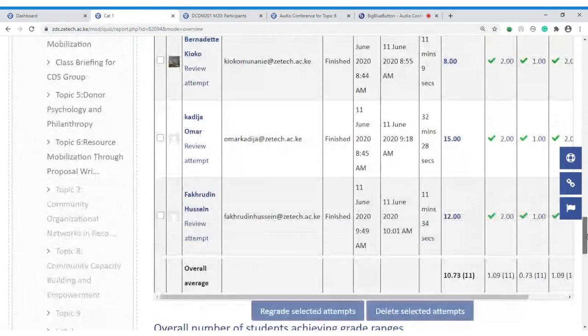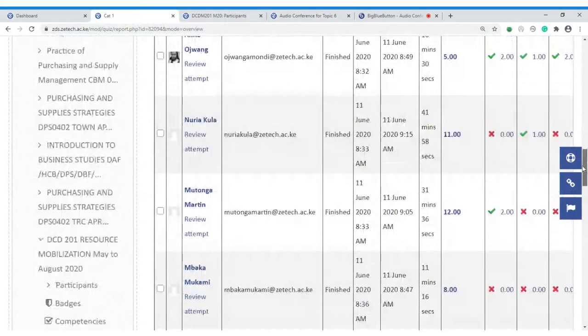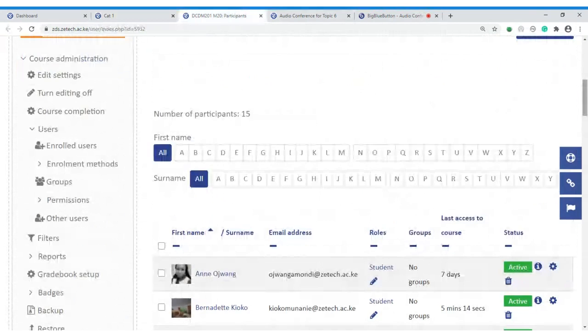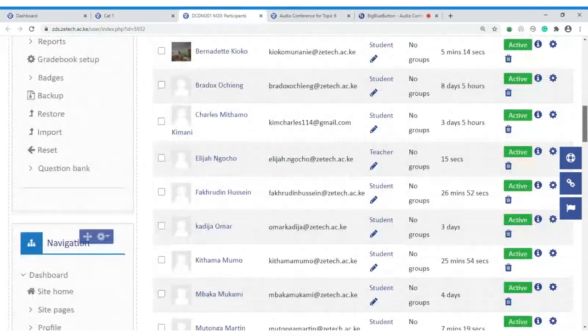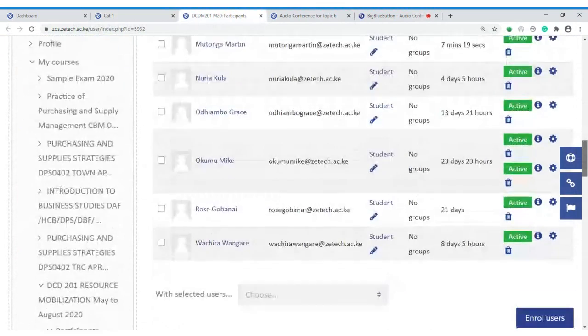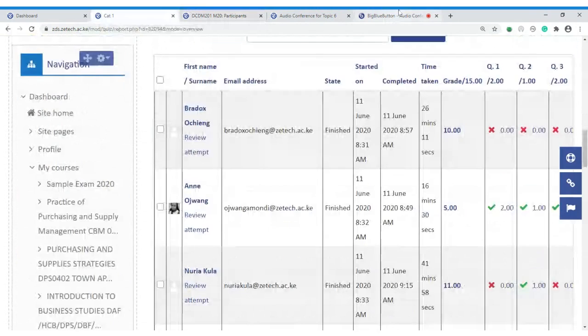Okay, I have 1, 2, 3, 4, 5, 6, 7, 8, 9, 10, 11. 11 people did the CAT out of a possible 14. This is the class register, and that is the CAT. So you can see a few people didn't do it, but I have not received any requests for makeup.